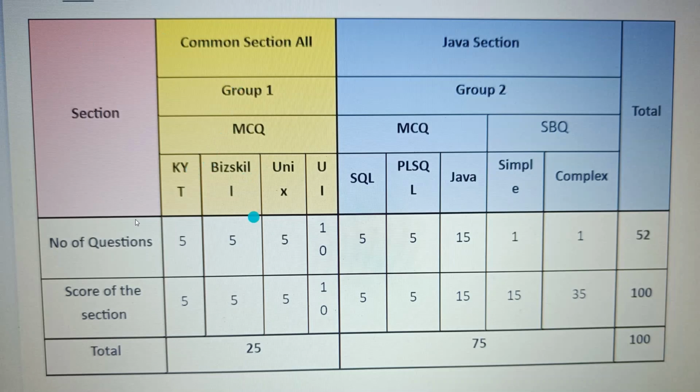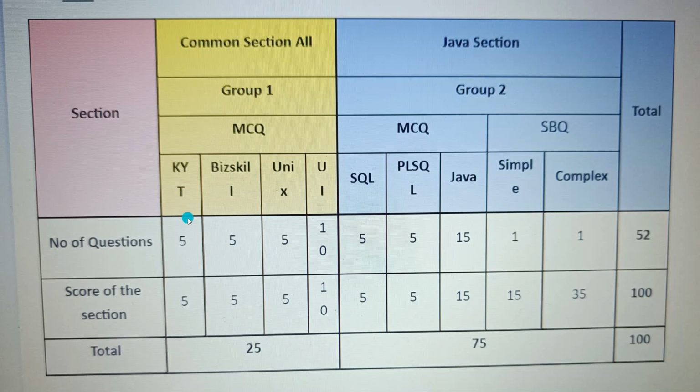So this is the Java syllabus in which you can see KYT, Biz Skills, Unix, UI, SQL, PL/SQL, Java, simple coding question and complex coding questions. This time they ask two coding questions, one simple and one complex. Group 1 is the same for everyone who attempts Java as well as Python. It is a common section for Java and Python. The other section is different for Java and Python. If you choose Java, then you will see this pattern, and I will share the other one in the next slide. Firstly, let's understand this.